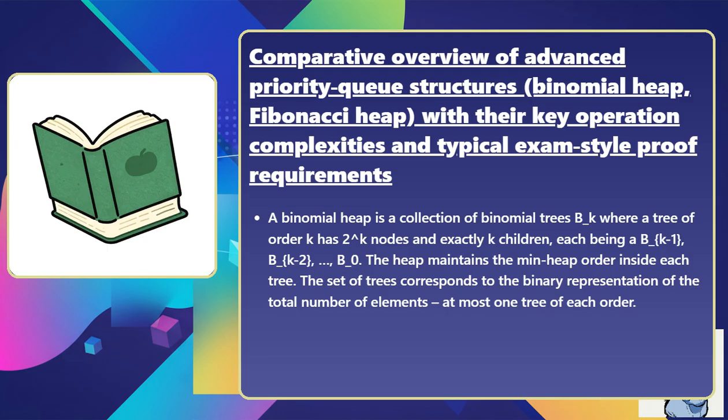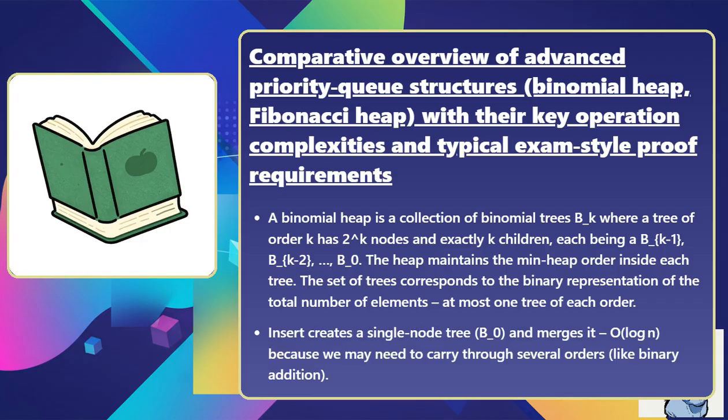A binomial heap is a collection of binomial trees B_k, where a tree of order k has 2^k nodes and exactly k children, each being B_(k−1), B_(k−2), and so on down to B_0. The heap maintains the min-heap order inside each tree. The set of trees corresponds to the binary representation of the total number of elements, at most one tree of each order. Insert creates a single node tree B_0 and merges it, O(log n), because we may need to carry through several orders like binary addition.